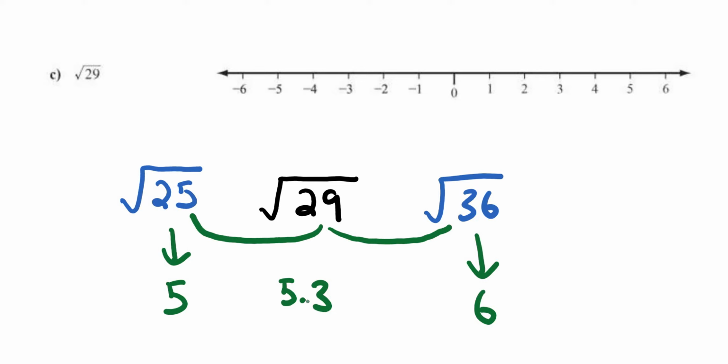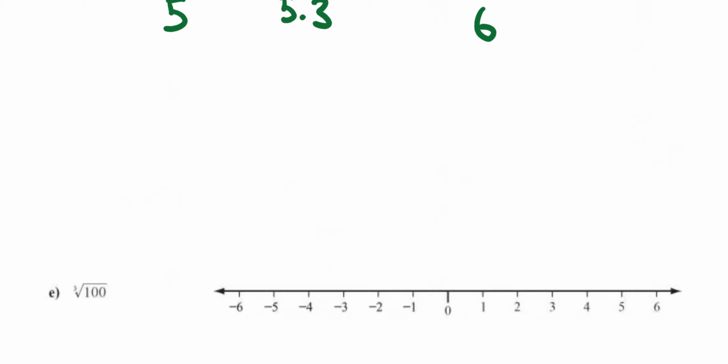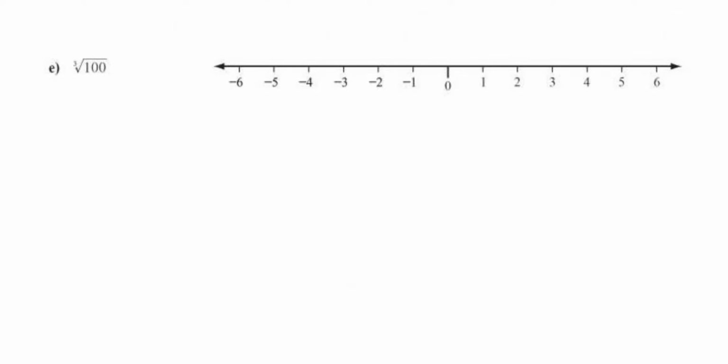So 5.3, 5.4 maybe, but you shouldn't say it's 5.9. So I would say somewhere around here is where the square root of 29 will be roughly. And that's all we're doing for these kinds of problems. We're just estimating here. Okay, let's go to the next one, the cube root of 100.